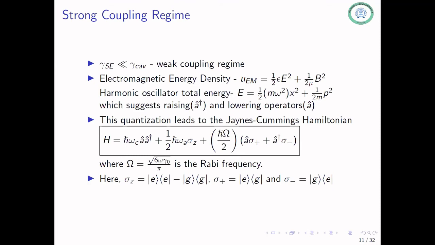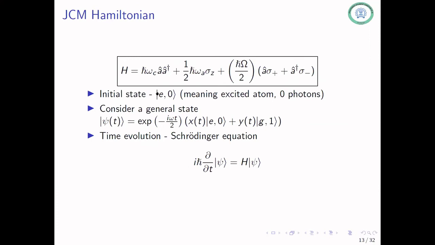So what we really want to analyze is you're taking an atom in the E0 state. So you have an excited atom, and there are no photons in the cavity initially. And we want to see how this state will evolve with time and how quickly it will emit and so on. For that, we are going to use the Schrodinger equation with this Hamiltonian put here.